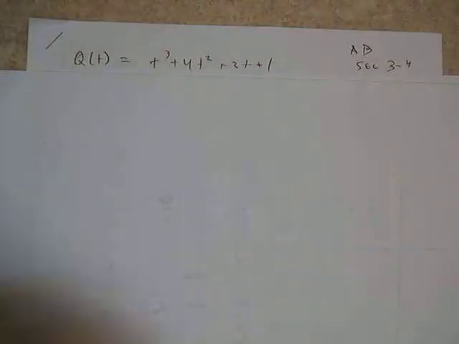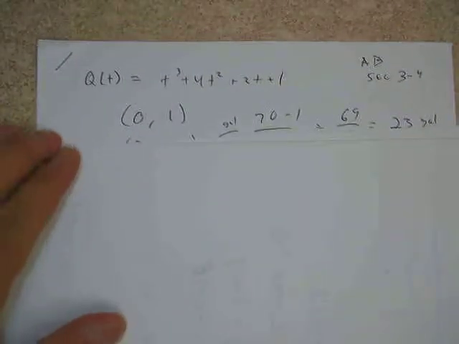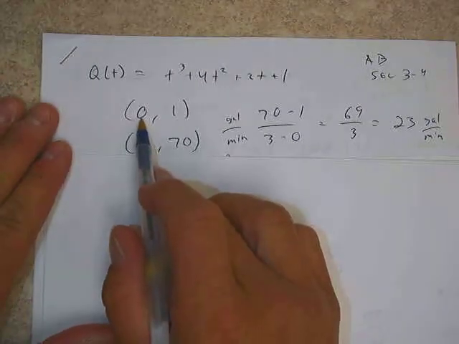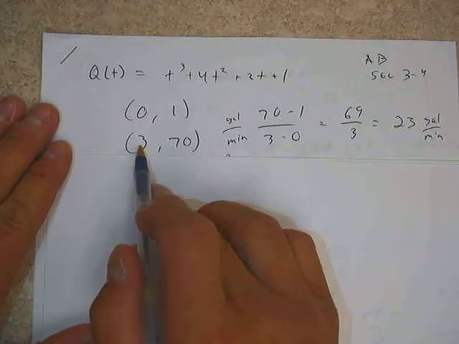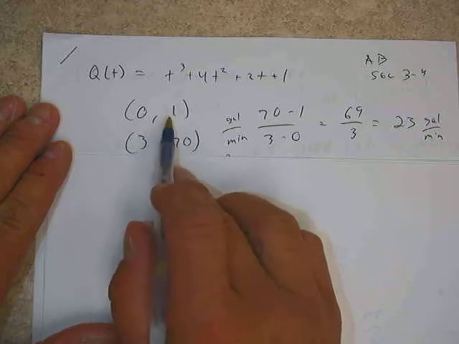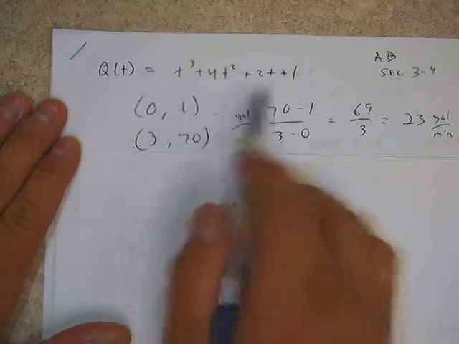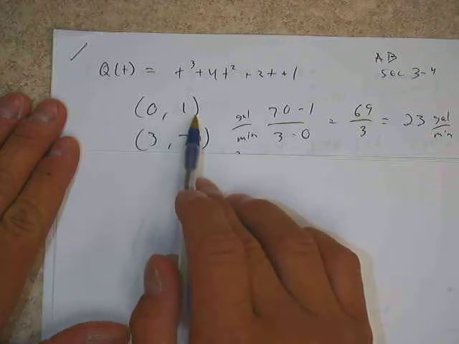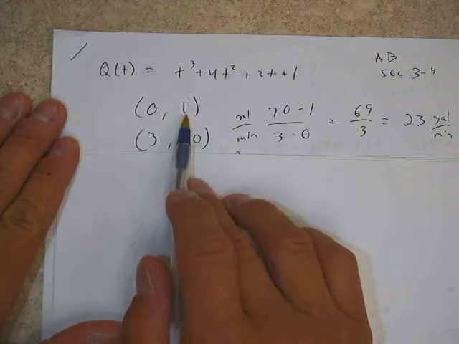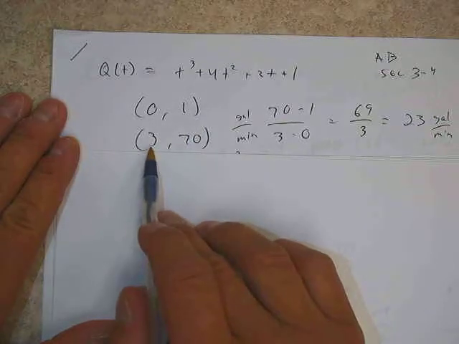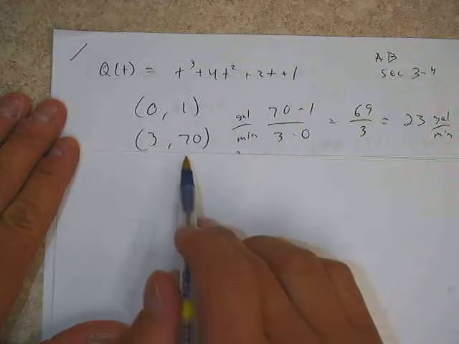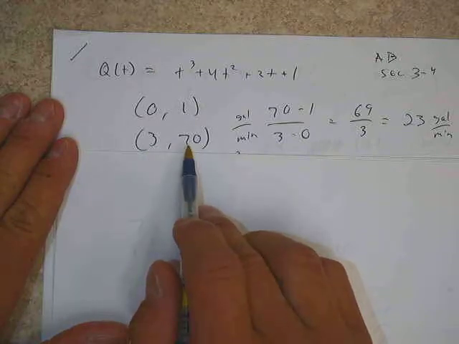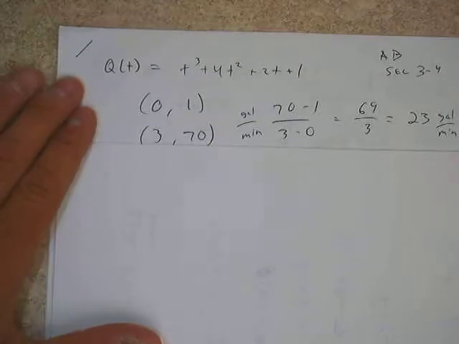So knowing that, if we take a look at our Q of t function and we find the 2 points they gave us, they asked us to do time 0 and time 3. If we put in 0, we're going to get 1. So the one endpoint is 0, which means that at time 0, there's 1 gallon of water in the tank. At time 3, if we plug a 3 into it, we're going to get 70, which means that after 3 minutes, there's 70 gallons in the tank.